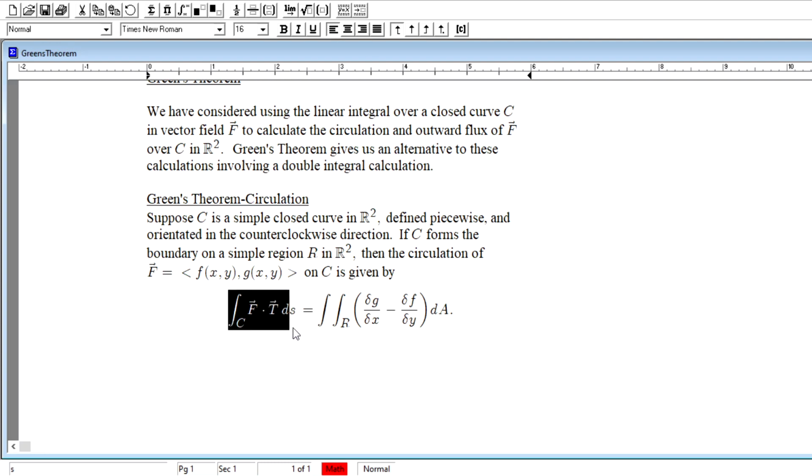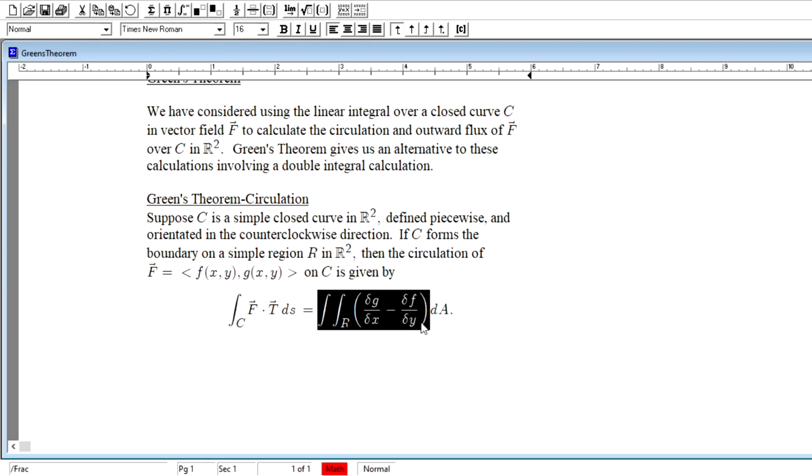We're going to calculate this line integral of the vector field, giving us this circulation or flow calculation, using a double integral calculation, where we calculate the double integral over region R, the region bounded by our curve C, with respect to the area of R. Our integrand is going to be the partial of G, from our field, with respect to x, minus the partial of f, from our field, with respect to y.